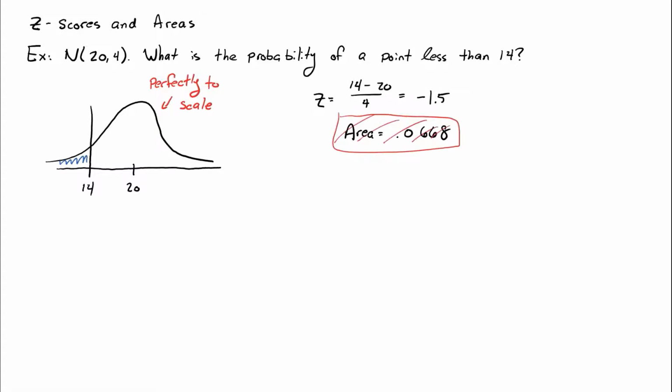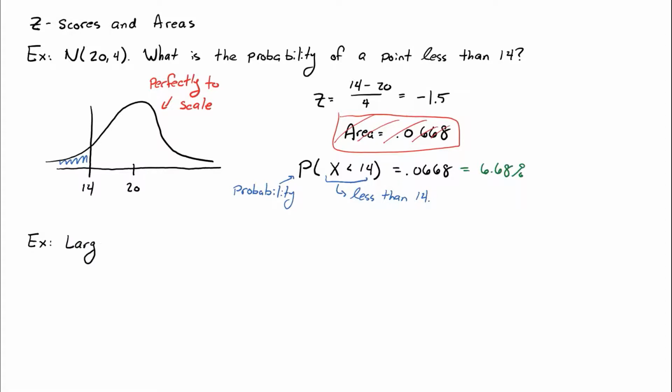We could write this as area equals 0.0668, but that doesn't tell us what we're finding. It's better to write this as P(x less than 14) equals 0.0668. This stands for probability of less than 14. That way we can remember and easily point to what we were finding. It's also fine to write this as a percent. Just be sure to write the percent.